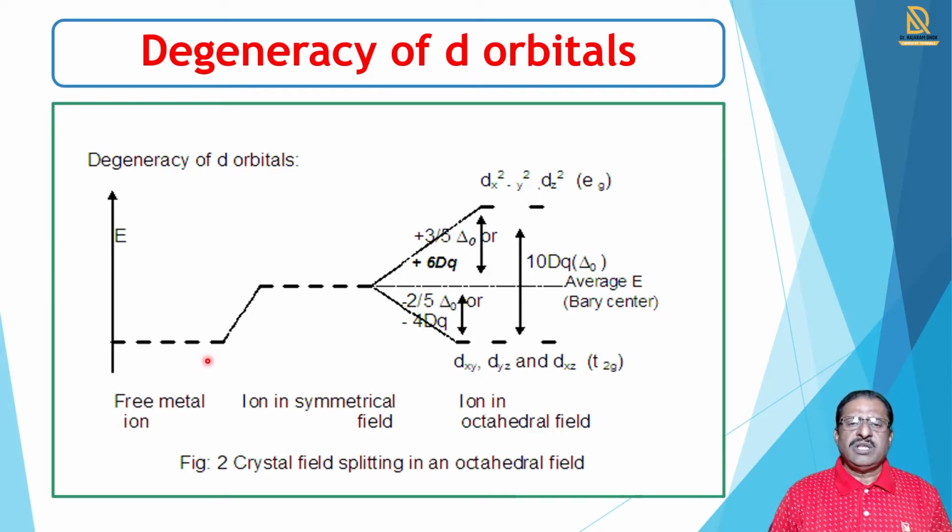Firstly, when the ligand interacts with the metal, then the metal orbitals are converted into an excited state, and that is called a symmetrical field. And in that case, the metal orbitals are split into two groups depending upon the symmetry. And when they are split into two groups, that is called breaking of degeneracy, or splitting of the d orbitals.